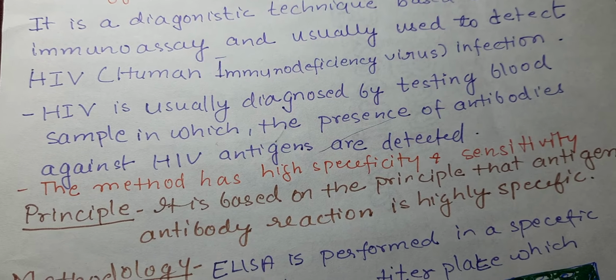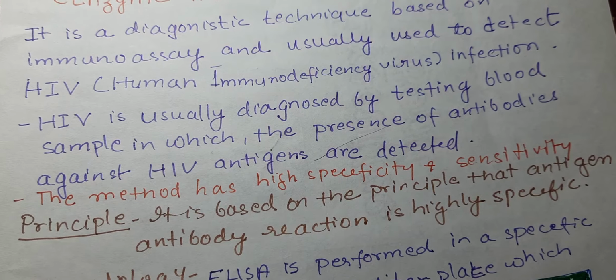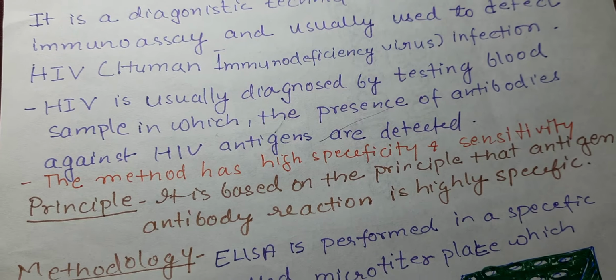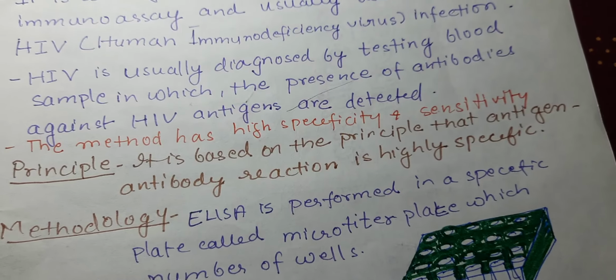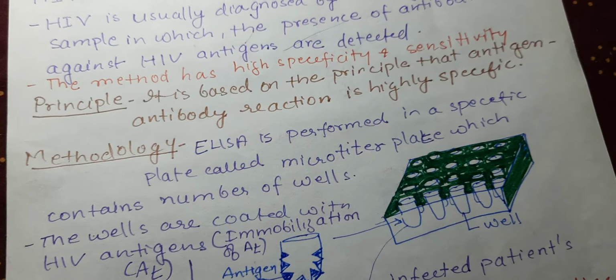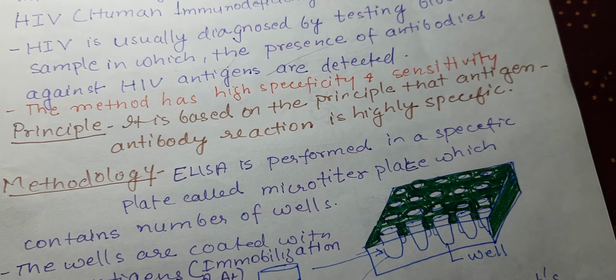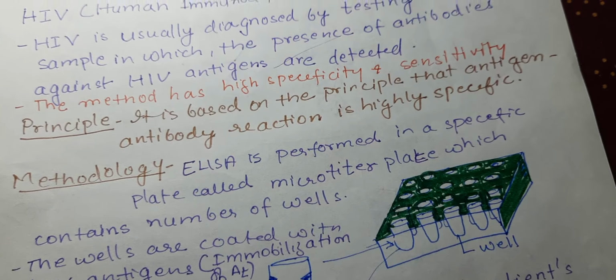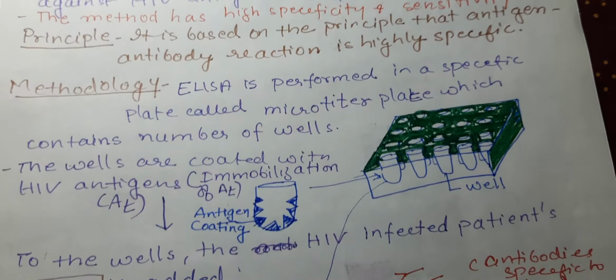HIV is usually diagnosed by testing a blood sample in which the presence of antibodies against HIV antigen is detected, and the method has high specificity and sensitivity. So the basic principle behind the method is that the antigen-antibody reaction is highly specific. Now let's see how it is done.